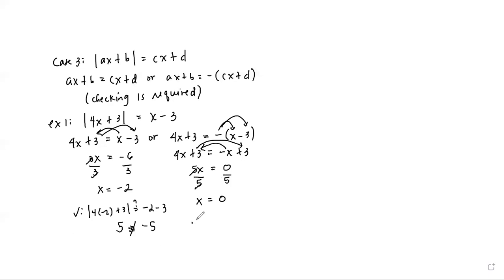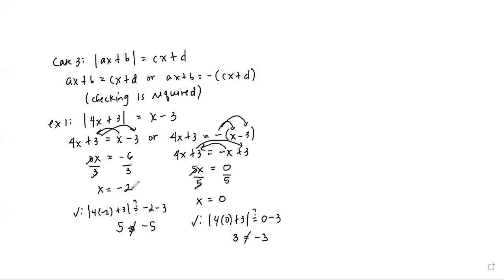Now, for the second one, using x equals 0, we have the absolute value of 4 times 0 plus 3 is not equal to 0 minus 3. 4 times 0 is 0. 0 plus 3 is 3. The absolute value of 3 is 3. And then 0 minus 3 here is negative 3. So again, 3 is not equal to negative 3. So therefore, x equals 0 is not part of the solution for this equation.